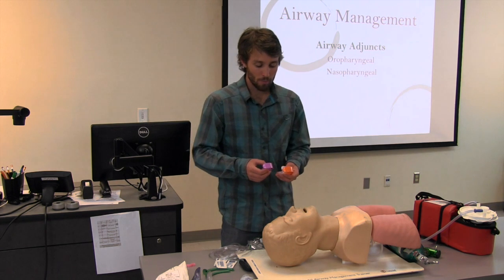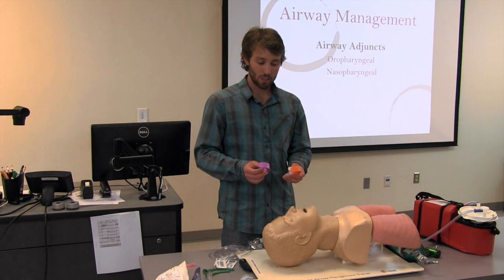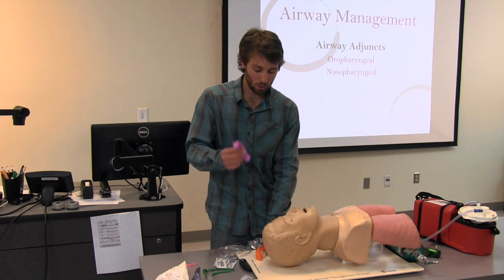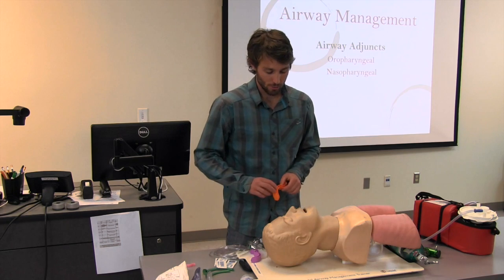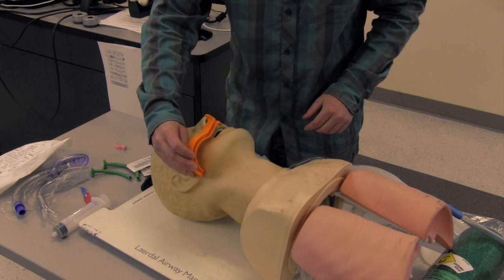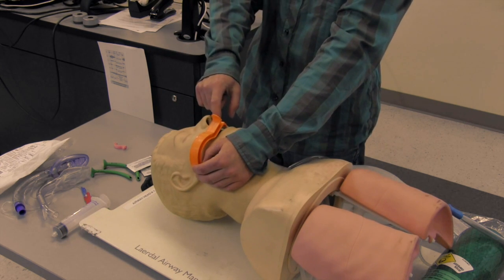So when we measure the OPA, we want to measure basically from the corner of the ear to the corner of the mouth. So if I take my OPA, I'm going to grab the wrong size first to demonstrate, and I put it on the tip of the ear and over to the corner of the mouth. I notice that this one goes all the way towards the middle of the mouth.